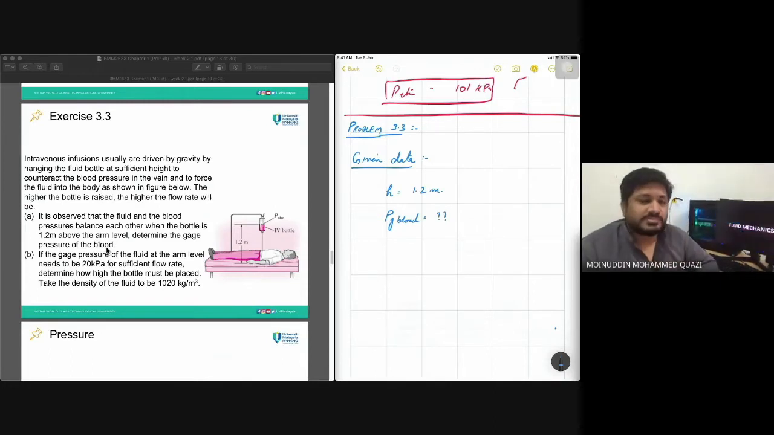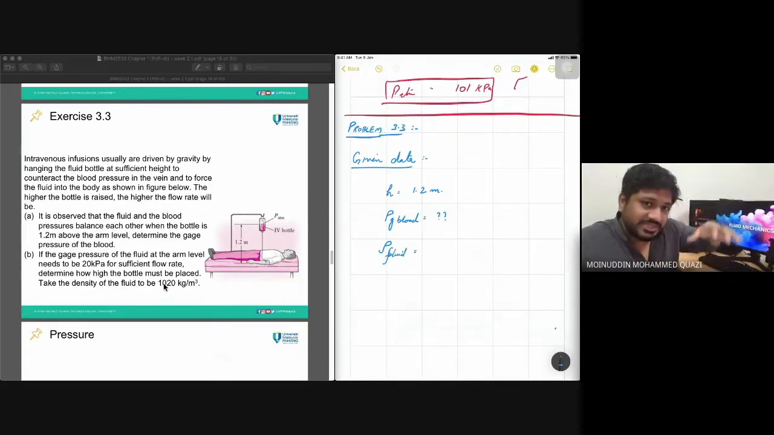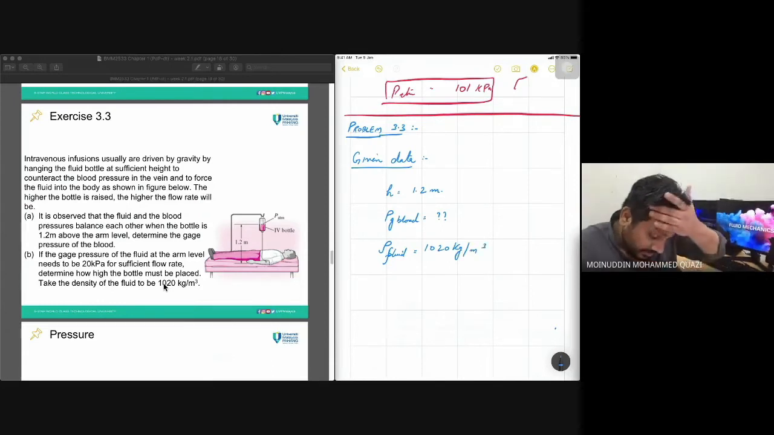Now, they have given the density. Take the density of fluid to be 1020. So the density rho of the fluid, because this fluid is exerting the pressure. The fluid in the drip is exerting the pressure. So density of fluid is 1020 kilogram per meter cube.